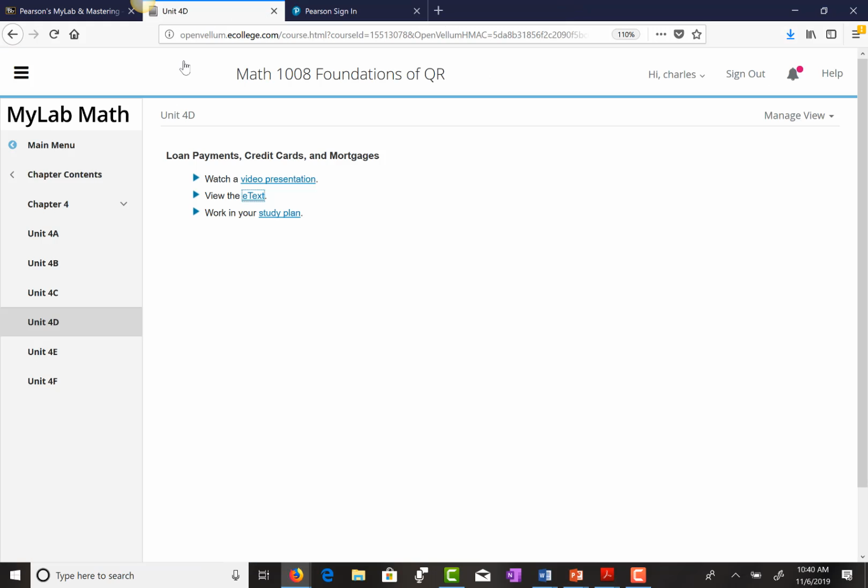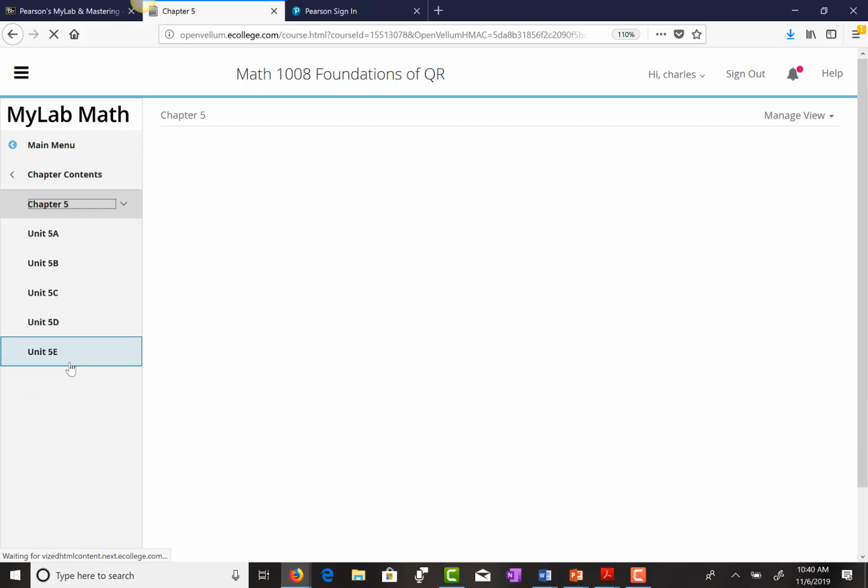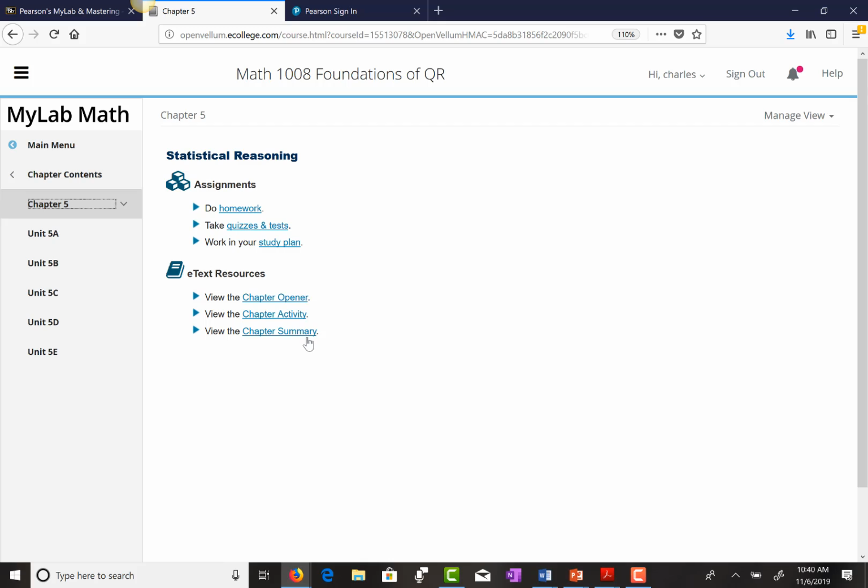Then, for chapter 5, I go to chapter 5, there is a chapter summary. What this will do is this will include information from 5A, 5B, 5C, all the way up through 5E. And remember, chapter 5 talked about what are ways to collect data. Remember, a convenience sample, a stratified, systematic. We talked about a variety of ways of collecting data.